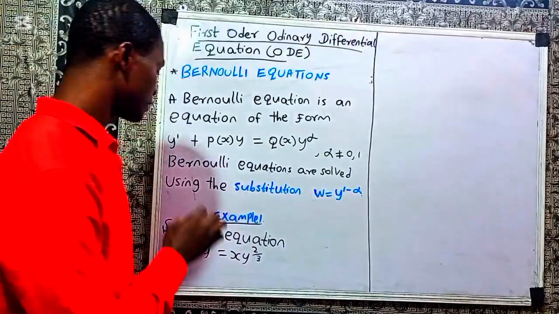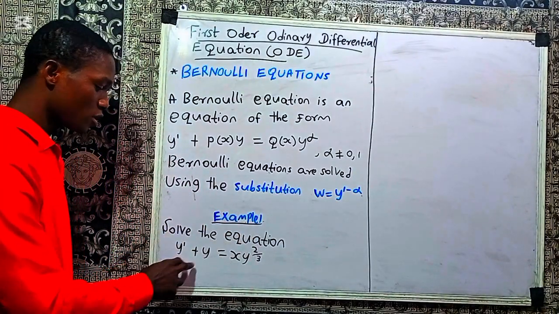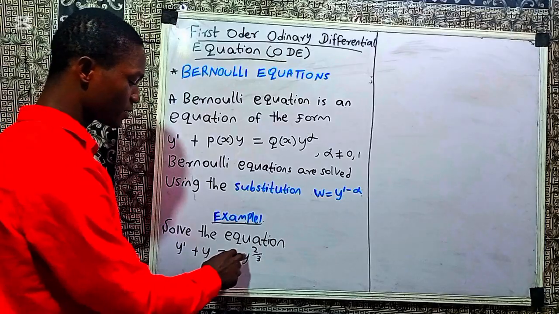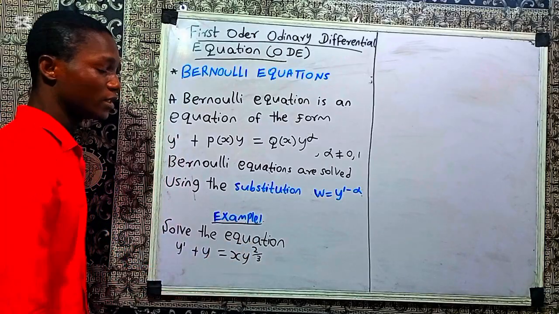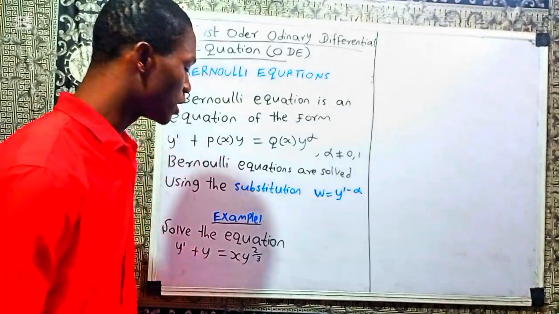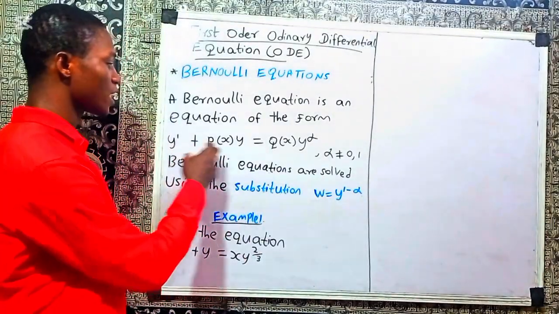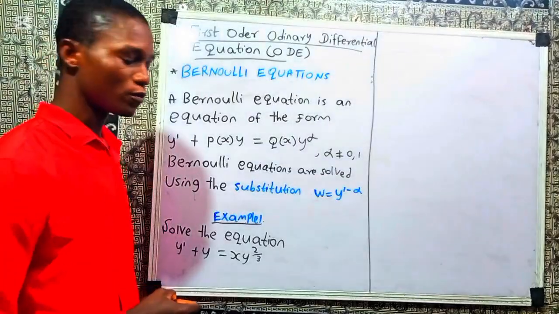So let's look at this question. Solve the equation y prime plus y equals x y raised to power 2 over 3. That's the equation given to us. Is this equation a Bernoulli equation? Clearly you have what? 3 terms, right? Just as we have in the general form, we have 3 terms.